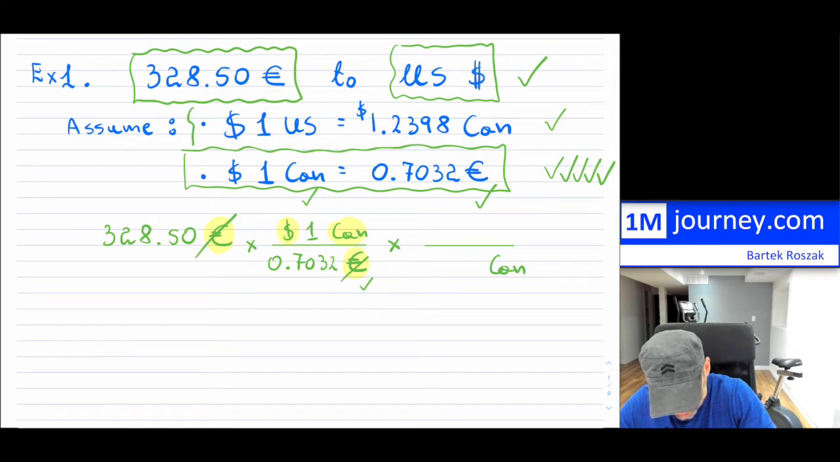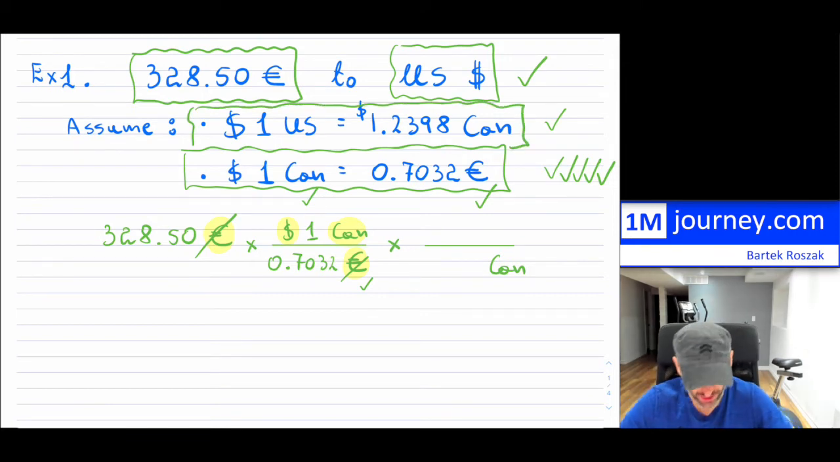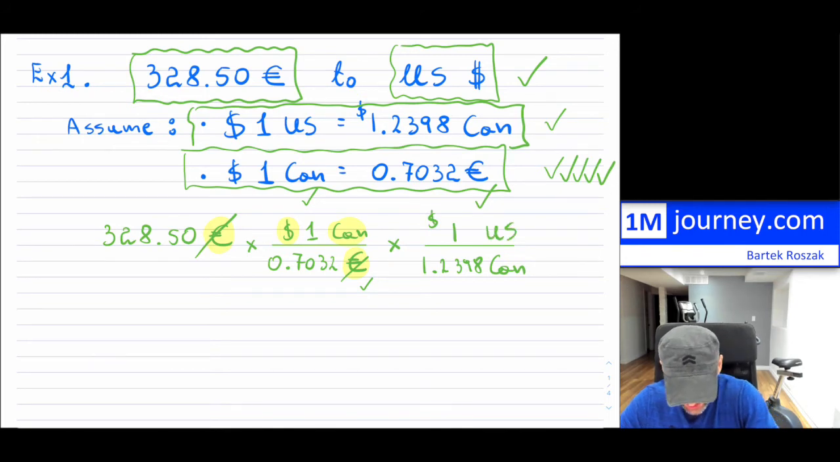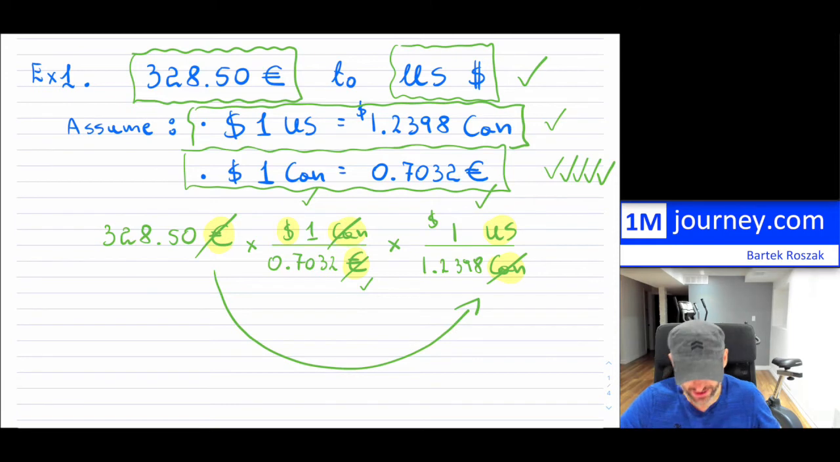And that ratio, so I see right here, because it relates back for me, Canadian dollars, so that's 1.2398 to 1 US dollar. And now notice what happens is that the Canadian dollars right here, these are going to be canceling each other off. And all you will have left is exactly what you wanted, which is US dollars. So this is a transition from euros to US.